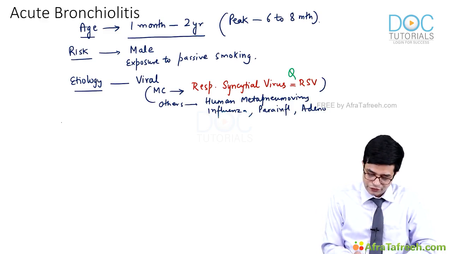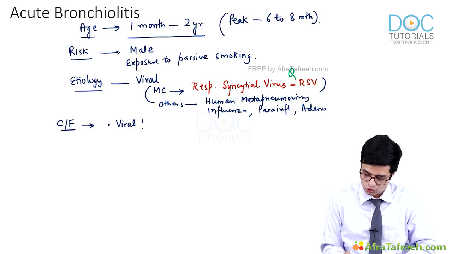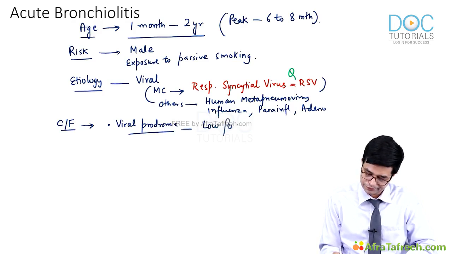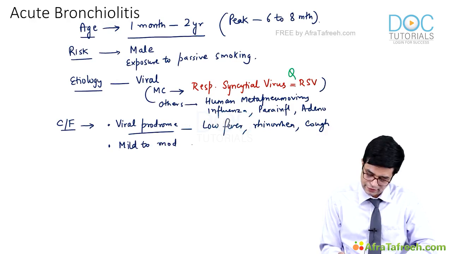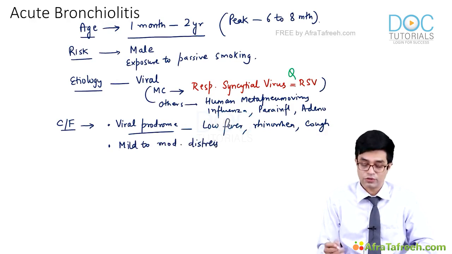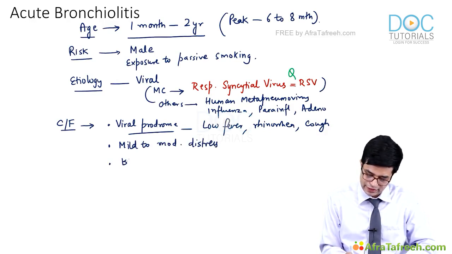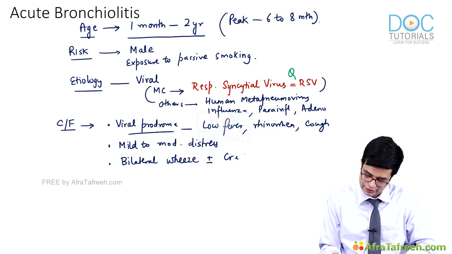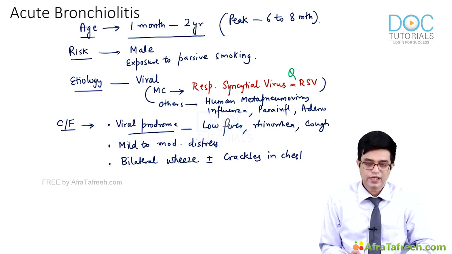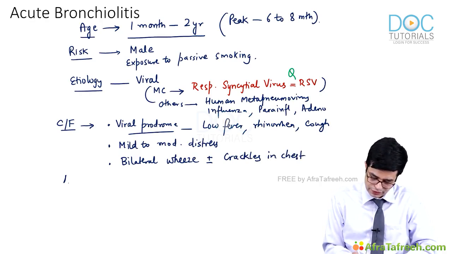Now, what is the clinical feature? What are the clinical manifestations? These children are found to have viral prodrome manifestations, which include low-grade fever, rhinorrhea, and cough. They will have mild to moderate respiratory distress, which can sometimes become severe as the disease progresses. They will have bilateral wheeze, and sometimes with or without crackles in the chest may be heard. It is considered to be a clinical diagnosis. It is mainly a clinical diagnosis.